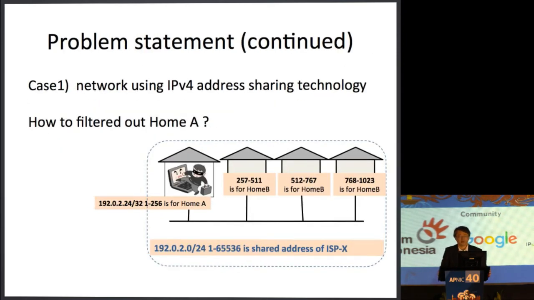One example is the case of a network using IPv4 address sharing technology. This example shows one IP address shared by several internet users. In this case, if there is one bad guy in this group, and the outside network operator would like to filter out this one user, but does not have the proper information about the port range for the bad user, the outside operator can only filter out the full address. So this is one problem in the IPv4 address sharing technology case.